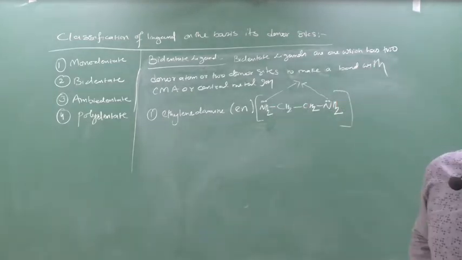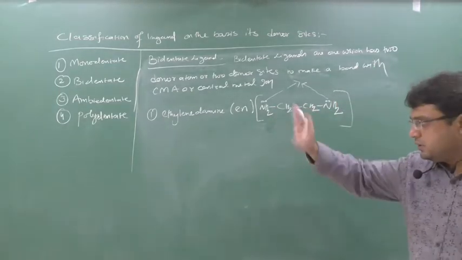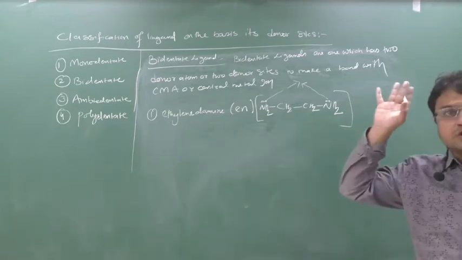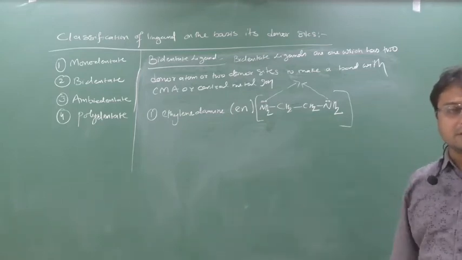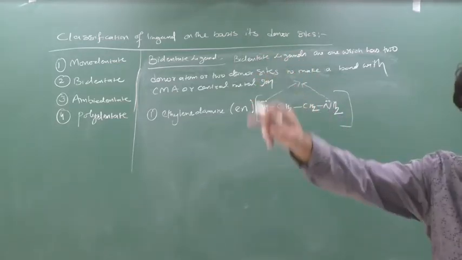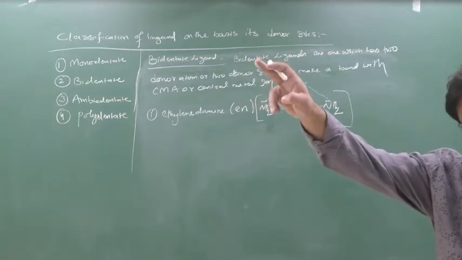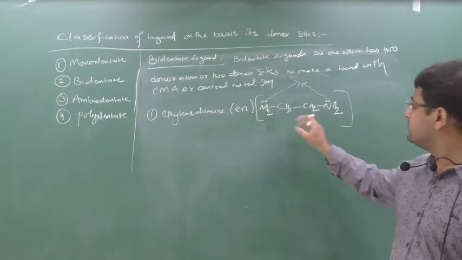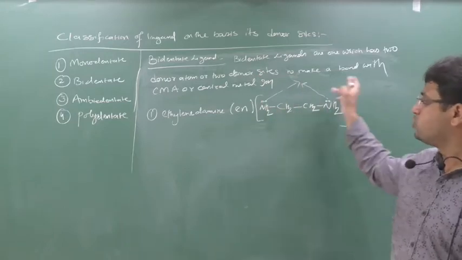If you see the monodentate, if you see the previous video, you will see that there was only one donor site, like Cl minus, Br minus, OH minus, and then only O was there. Ammonia, only nitrogen was there. H2O, only O was there. Here you see there are two nitrogens, two amine groups which will donate. So these are the two donor sites.